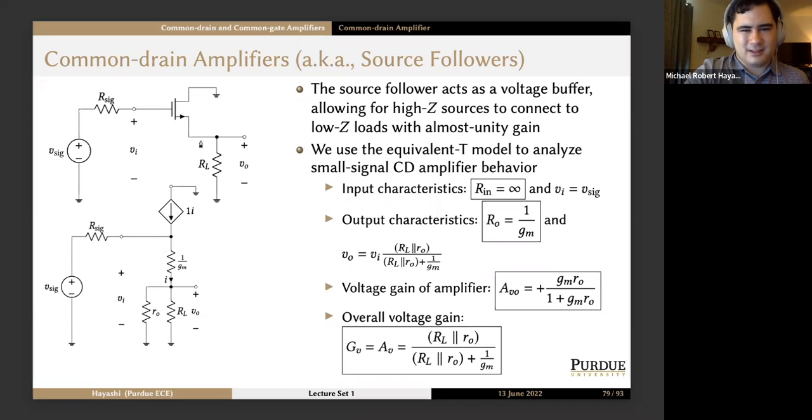Replacing the transistor with its equivalent T model looks something like this, where I've moved the resistance that's normally between this node and ground to the ground node that's down here, which is totally legal. I'm still having the same connection. It's just that ground from up there is now ground down there.